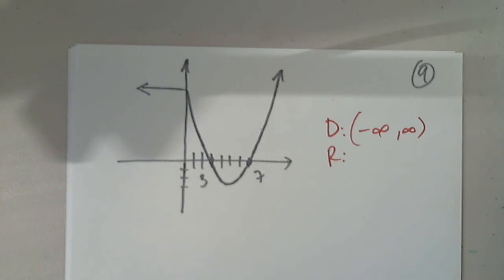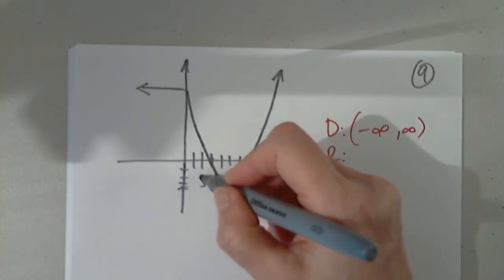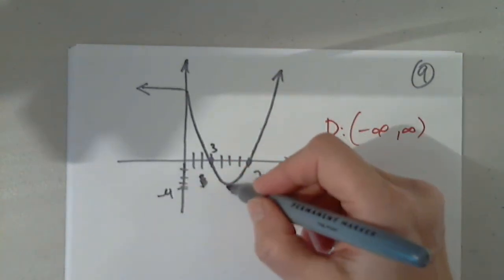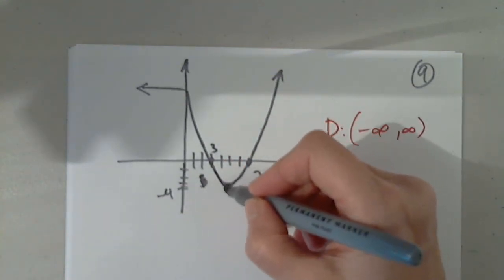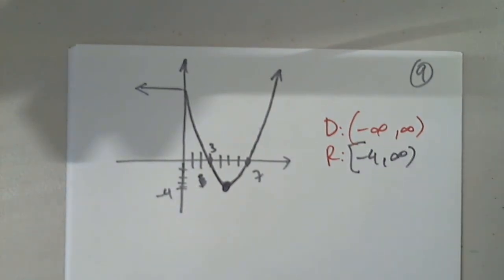Okay, I was able to enlarge it now. Yes, I think it is -4. So my graph is not perfect here. So I'm going to say this. This was 3 here. So this is -4. So I'm going to say from a bracket, -4 to infinity.